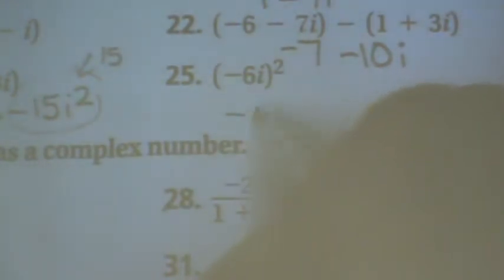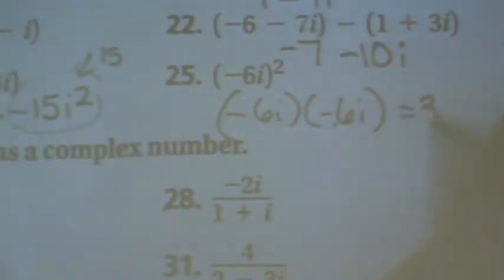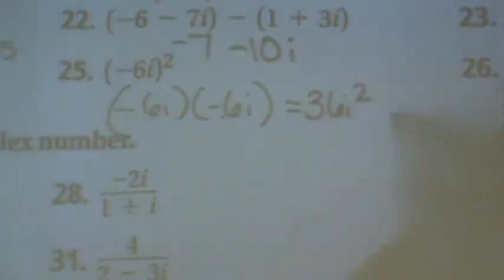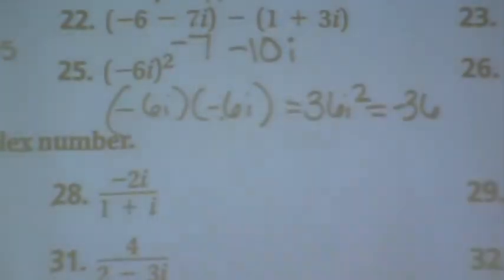25, this is asking you what negative 6i times negative 6i is. And negative 6 times negative 6 is 36 i squared. And i squared is negative 1, so it's negative 36.